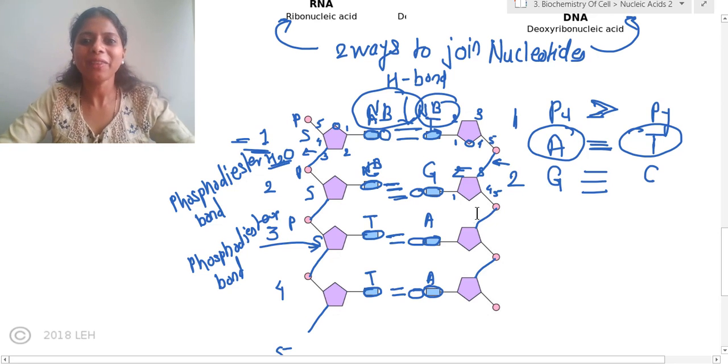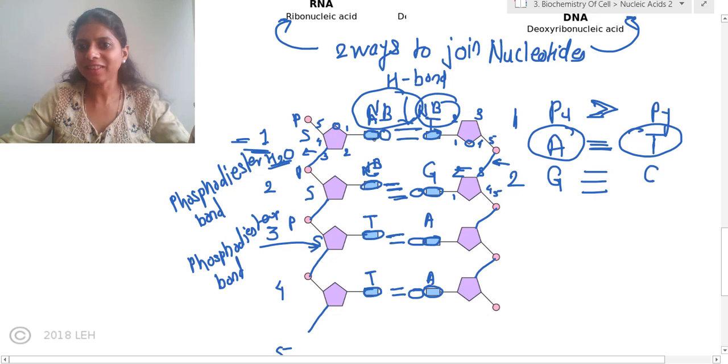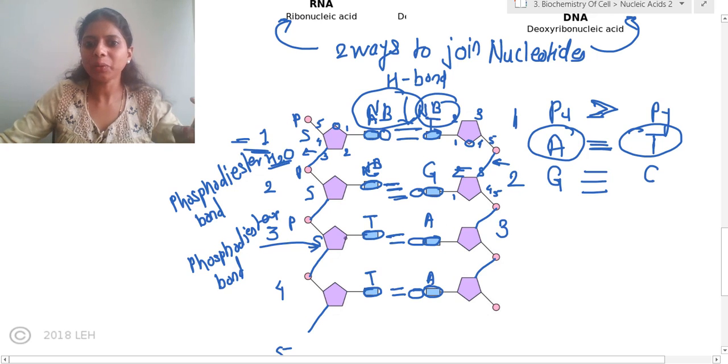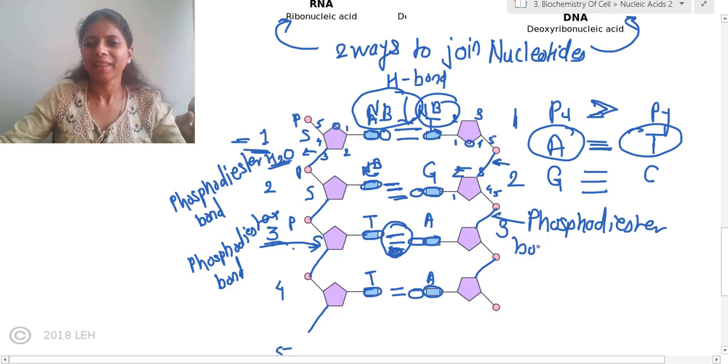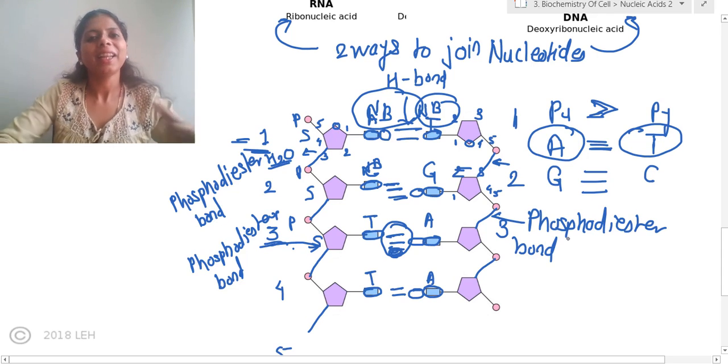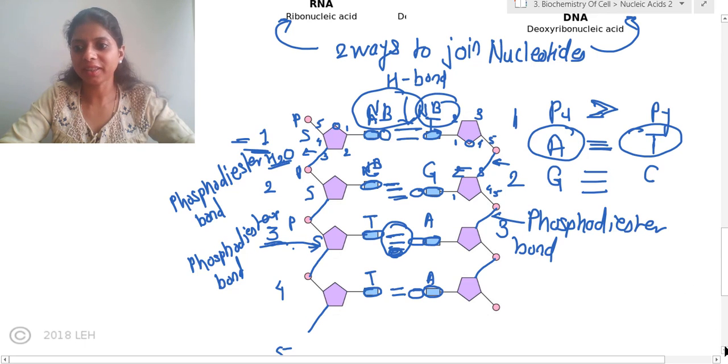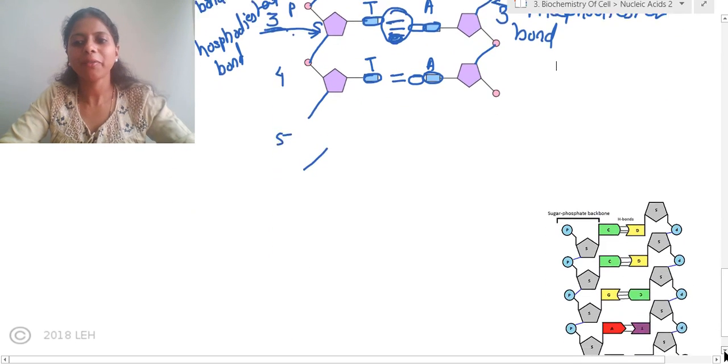Then the third nucleotide will come in the second strand. See, this third nucleotide is coming and it will join to the third nucleotide of the first strand by hydrogen bonding. Okay, these are hydrogen bonding, and in the same strand it will join by phosphodiester bond. Clear about it? Let me show you with the help of another diagram, so it will be very, very clear to you.